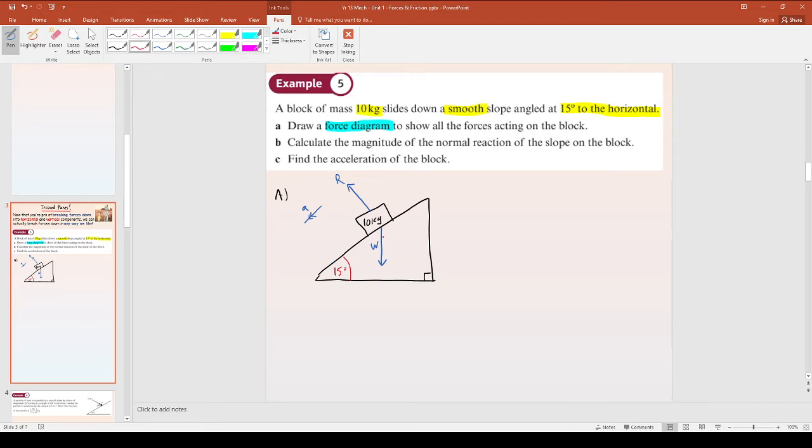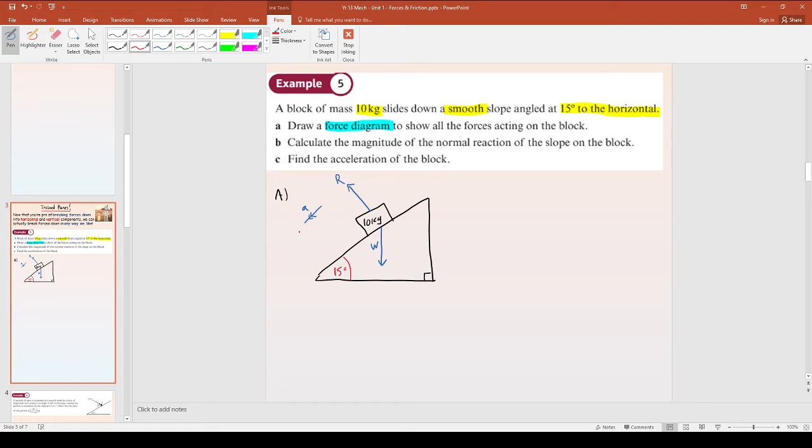Now, here you go. The thing that's new and exciting about this is now the acceleration isn't horizontal or vertical, so we're not going to be able to write down hor and vert like we did last time. What we're going to have to do is introduce a new direction system. And here's what I'd suggest.